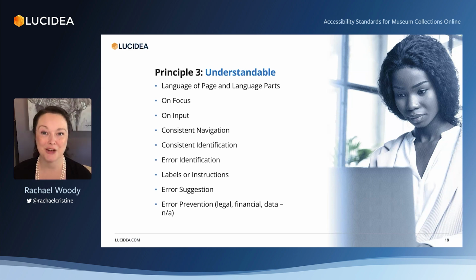So for us, when we're thinking about Collections Online, there could be some suggestions for how they could use the search perhaps more accurately, or maybe to make the search broader if they didn't get any results. And then error prevention. So this particular requirement is usually for legal and financial data type non-collections online things. It's good to be aware of the requirement, but it's not typically applicable for us.